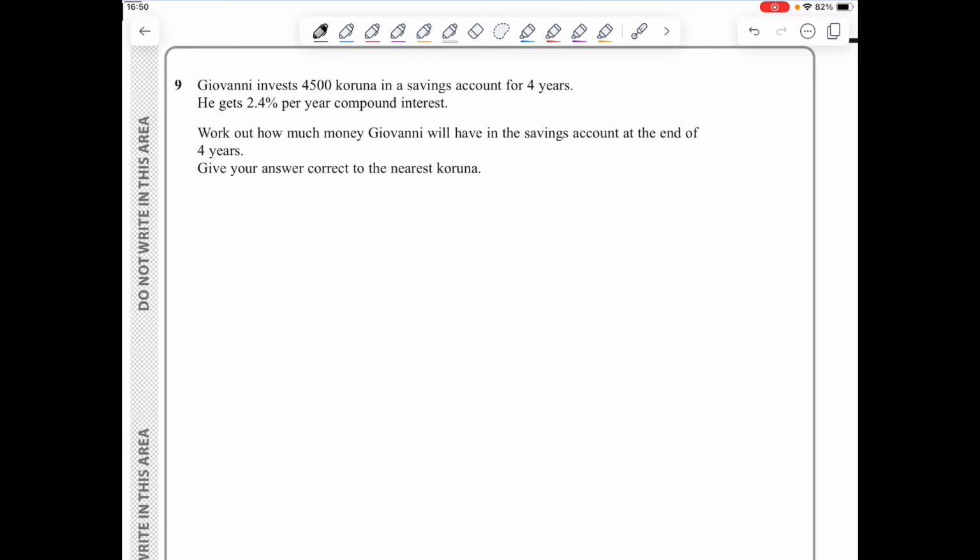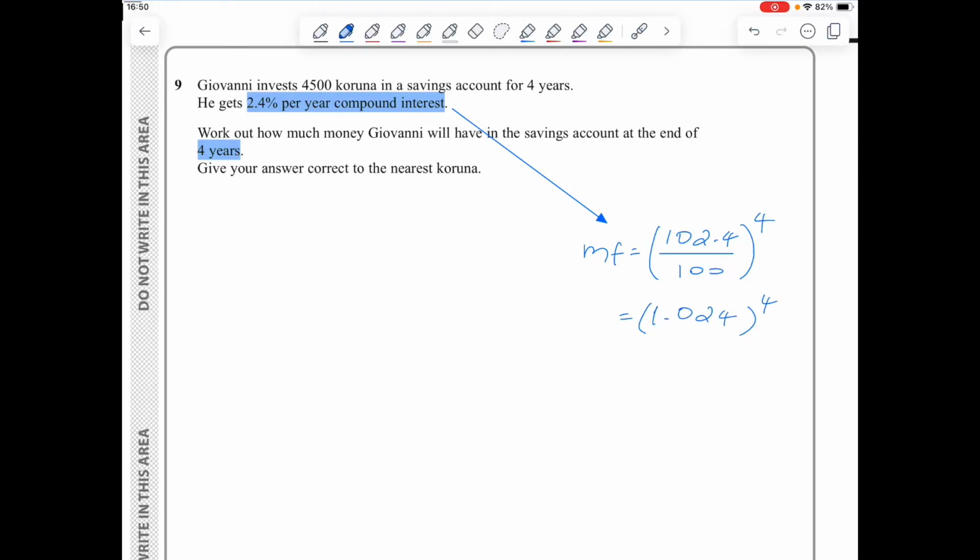For question 9, I have an investment at the rate of 2.4% per year compound interest, and for a period of 4 years. So let's find the multiplying factor. This is equal to 100 plus 2.4, so 102.4 over 100 because it's a percentage, and then to the power of 4 because I have 4 years. As a decimal, this is 1.024 to the power of 4.